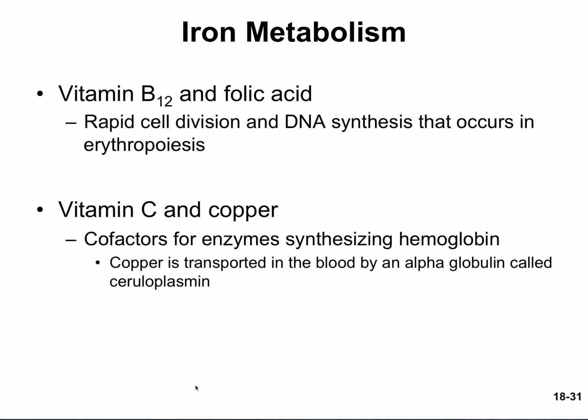Vitamin B12 and folic acid are responsible for the rapid cell division and DNA synthesis that occurs in erythropoiesis. Vitamin C and copper serve as cofactors for enzymes synthesizing hemoglobin. Copper is transported in the blood by an alpha globulin called ceruloplasmin.